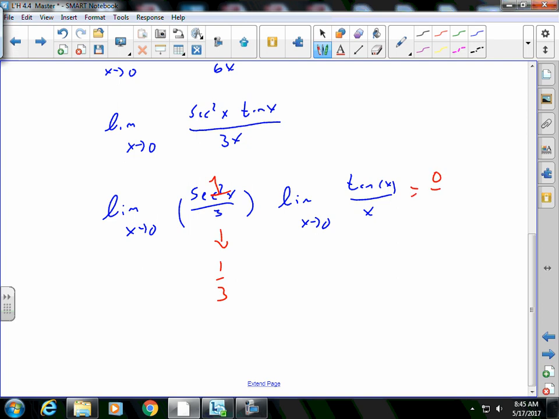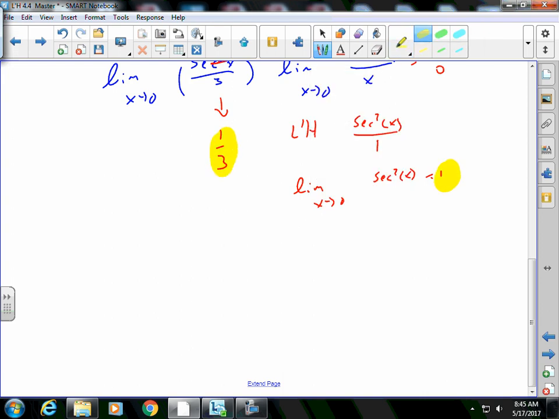This on the right hand side is a 0 over 0. So I'm going to use L'Hopital's, but this time only on the right hand side. The derivative of tangent x is secant squared x. Derivative of x is 1, so I'm looking at the limit as x approaches 0 of secant squared x. Well, that's equal to 1.